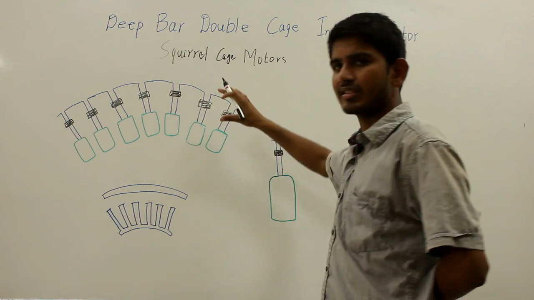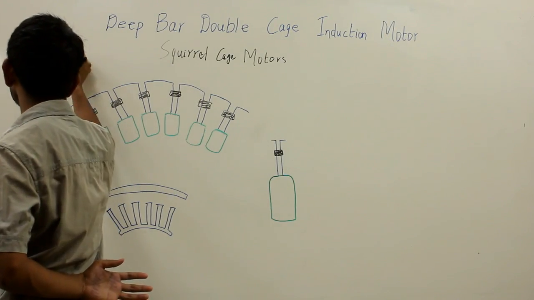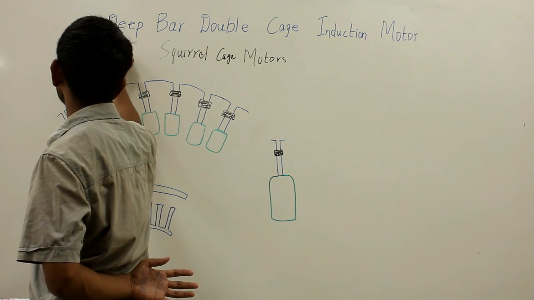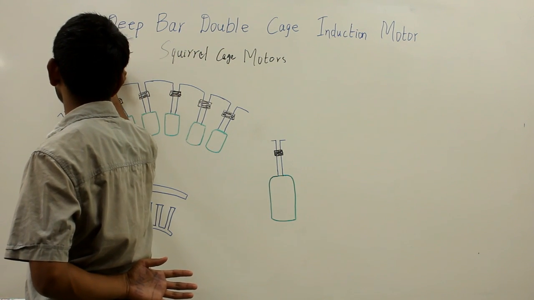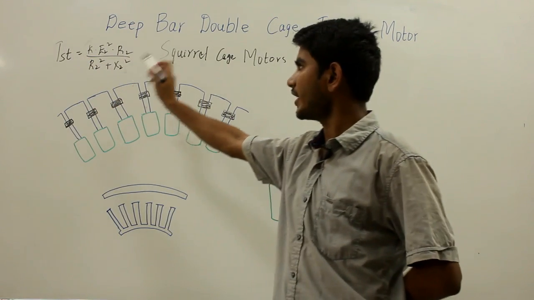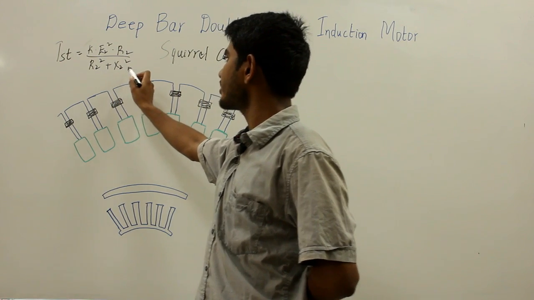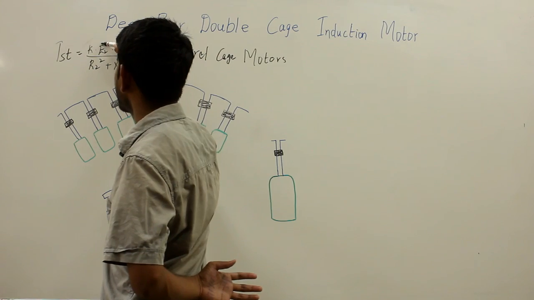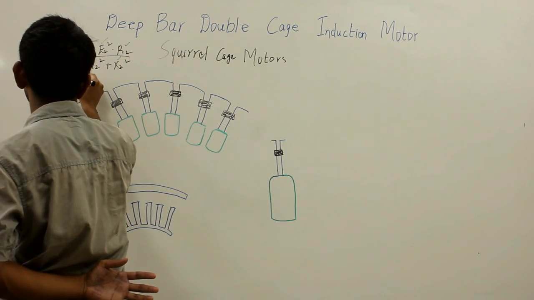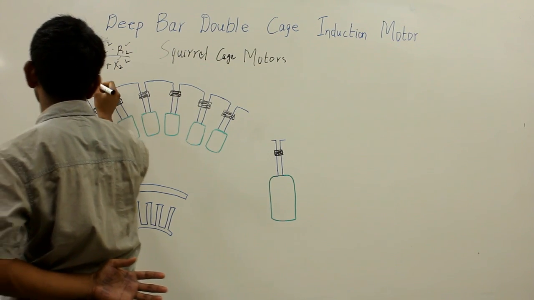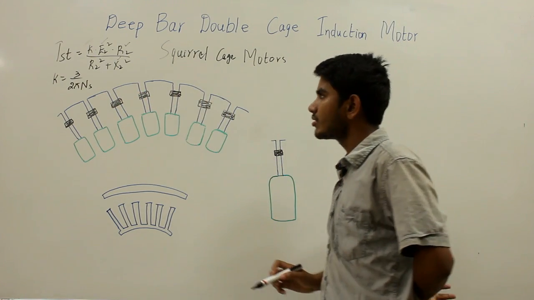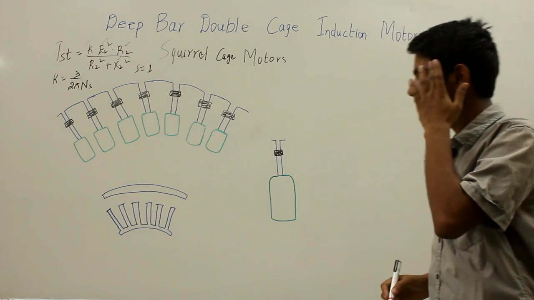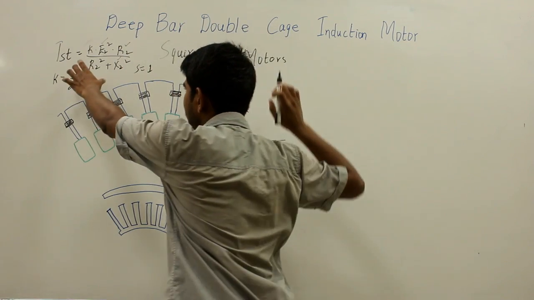If we see the starting torque equation of an induction motor, T start is equal to K into E2 square into R2 upon R2 square plus X2 square, where R2 is the rotor resistance, X2 is the rotor inductive reactance, and E2 is the rotor induced EMF. K is given by 3 by 2 pi NS, where NS is the synchronous speed in rotations per second. This is the formula for the starting torque, where the slip is equal to 1 at the standstill condition, or at the starting moment.